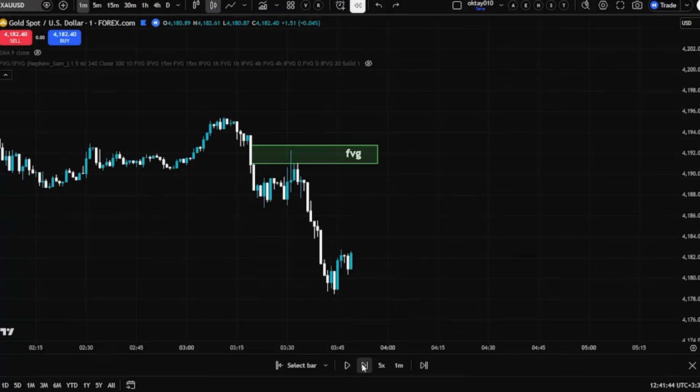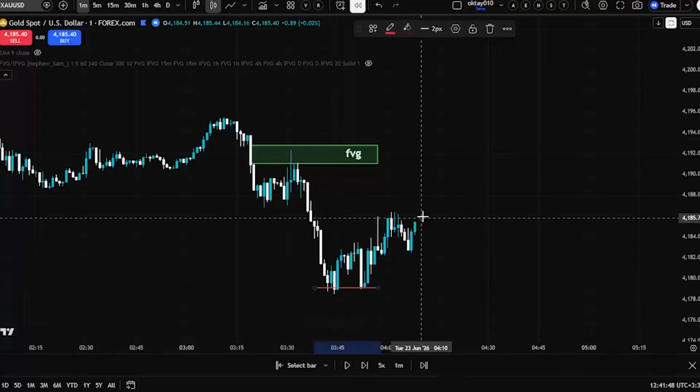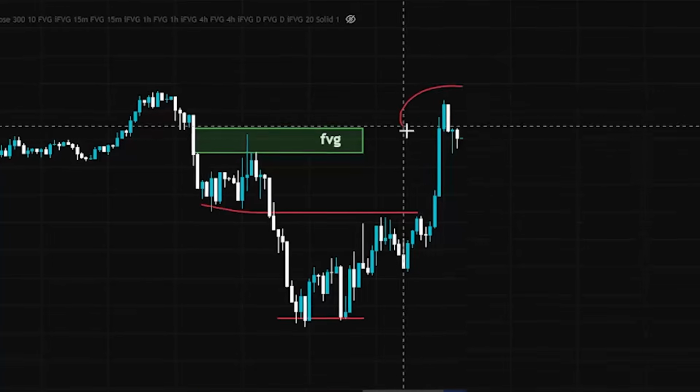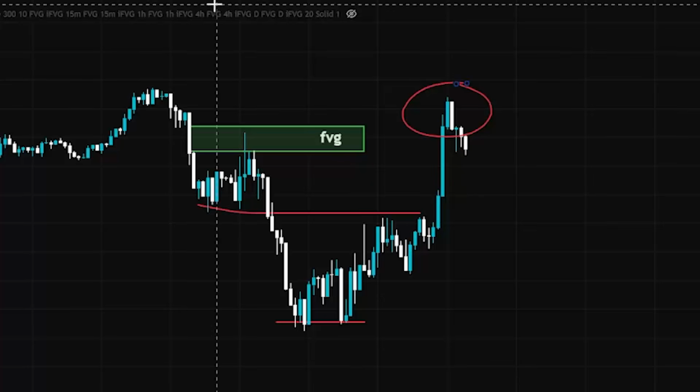I tested this and changed some settings and came to one conclusion. See, in scalping, the main problem is not that you don't have the tools. The problem is that you don't know when to use which one.